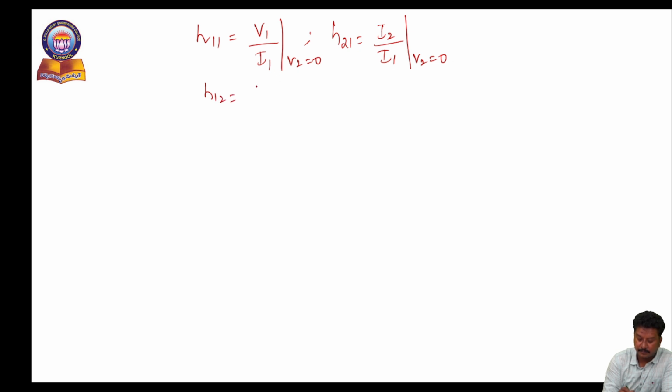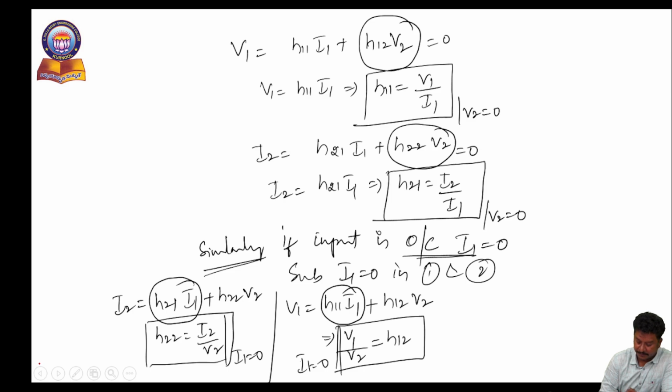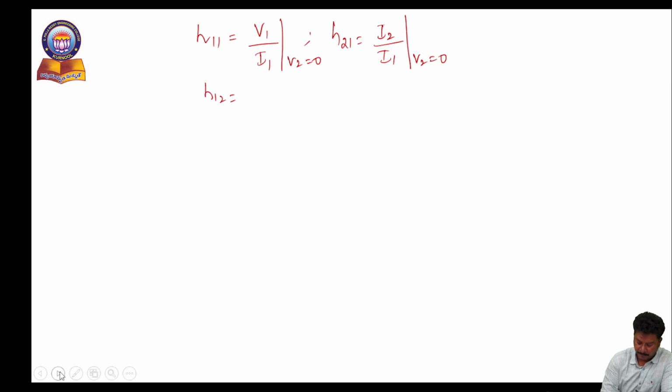H12, sorry. H12 is equal to V1 by V2 by considering I1 is equal to 0. H22 is equal to I2 by V2 by considering I1 is equal to 0.